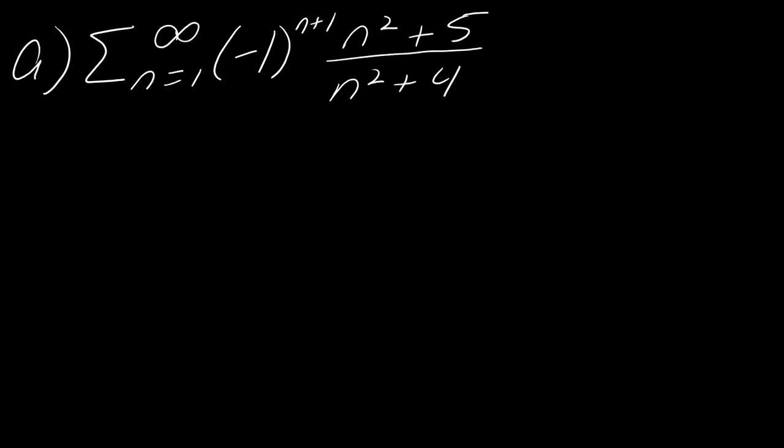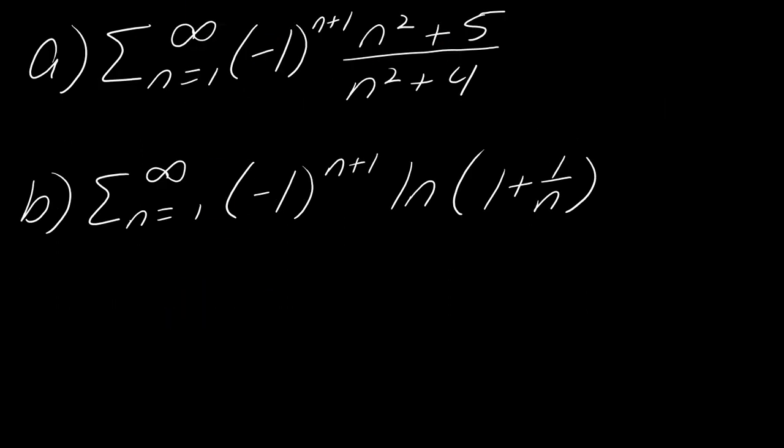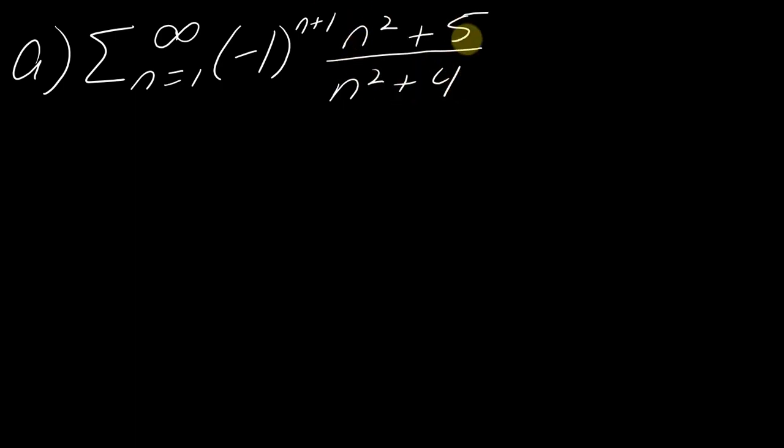For this first example, this is an alternating series because I've got the -1 with this exponent here. That tells me this is very clearly alternating. There are three conditions that we need to make sure are met for the alternating series test. We're told that this alternating series converges if the following hold: all of the non-alternating parts of the terms are positive, they are eventually non-increasing, and the sequence goes to zero.